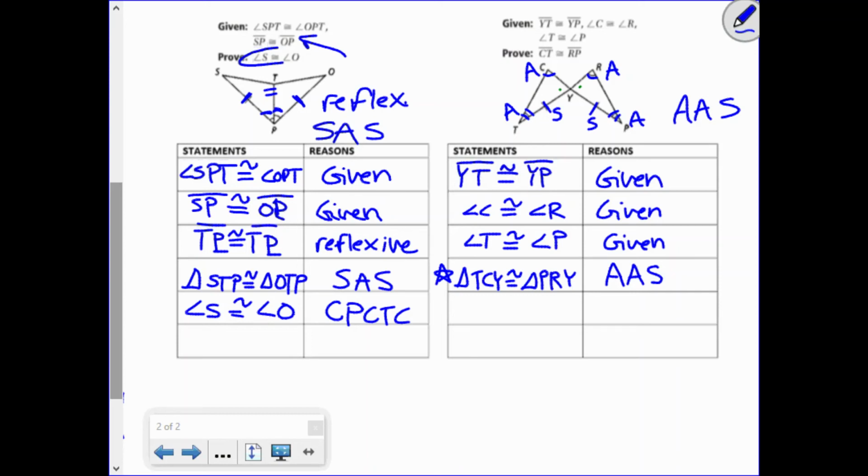And then lastly, because this is a small picture proof, I will finish with my proof statement. And CPCTC is the reason why I can say those two segments are congruent.